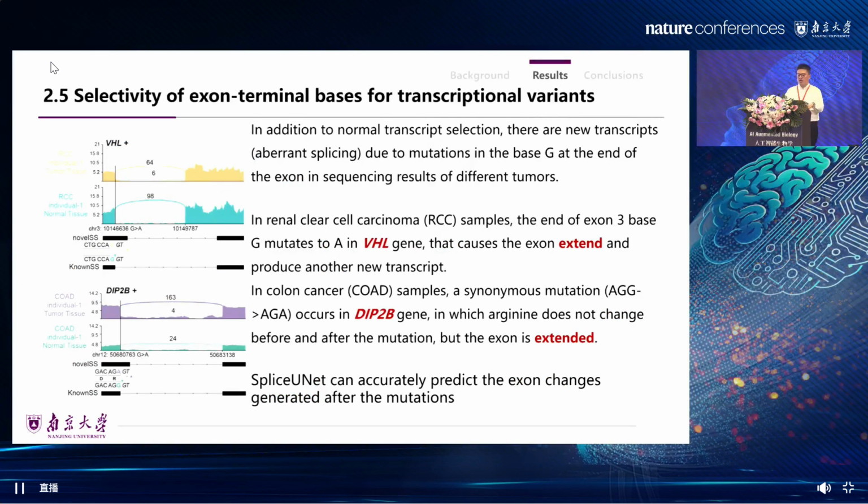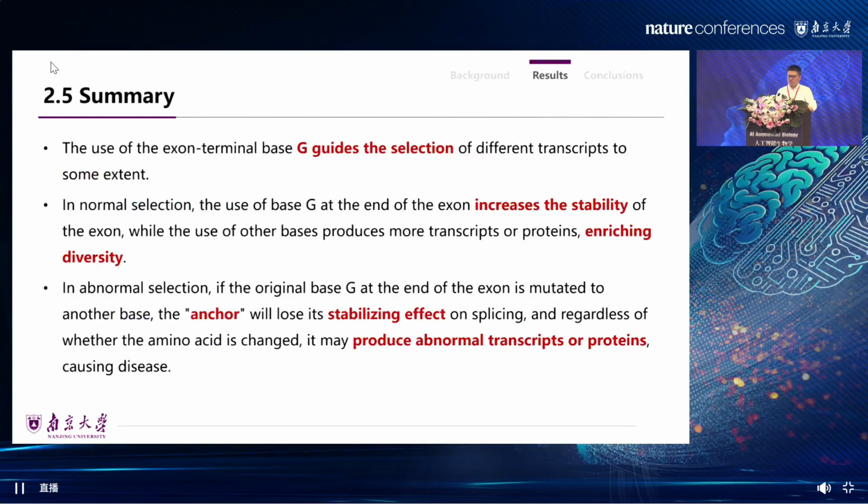We found other examples of this mechanism creating novel disease-associated transcripts. So we think this clearly shows that the genetic effect is at the RNA level, not the protein level. So to summarize this key section, we found that the use of the exon terminal base G guides the selection of different transcripts to some extent.